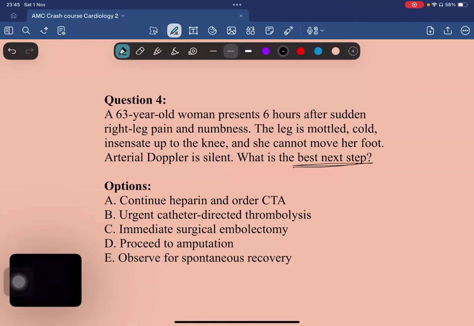The answers are: continue heparin and order CTA, urgent catheter-directed thrombolysis, immediate surgical embolectomy, proceed to amputation, observe for spontaneous recovery. What would the answer for this be?